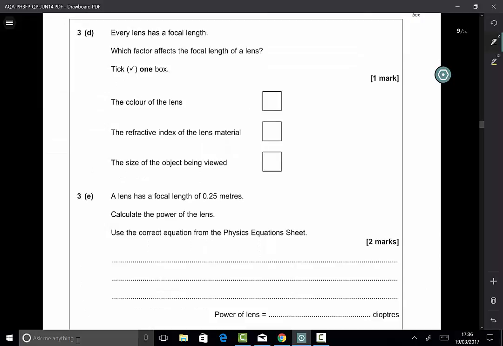Okay, every lens has a focal length. Which factor affects the focal length of a lens? Right, well, it's not going to be the colour. Can't be the size of the object being viewed. It's got to be the refractive index.